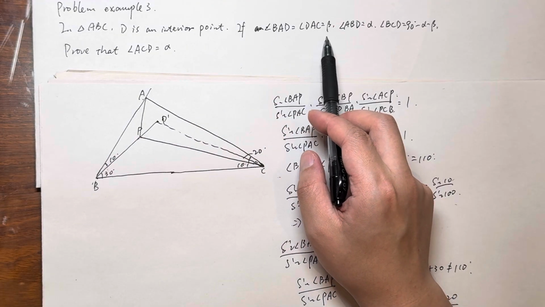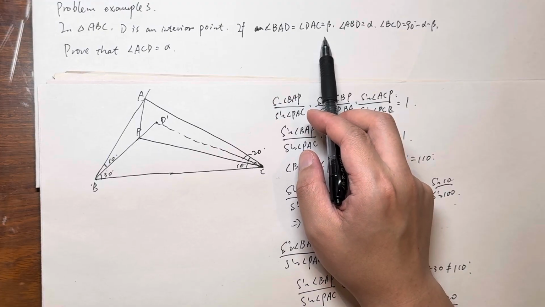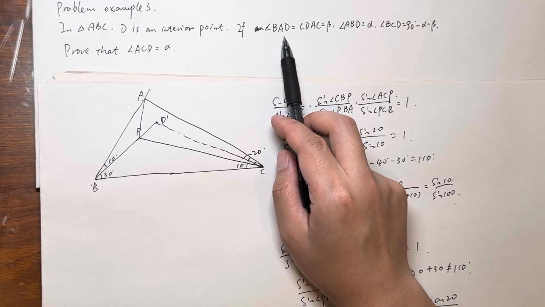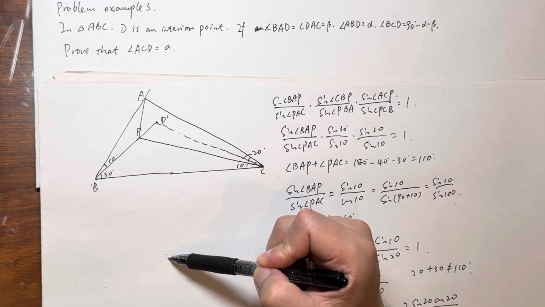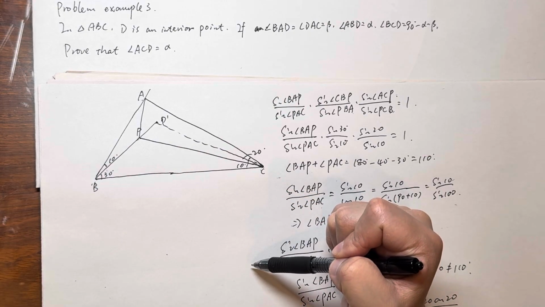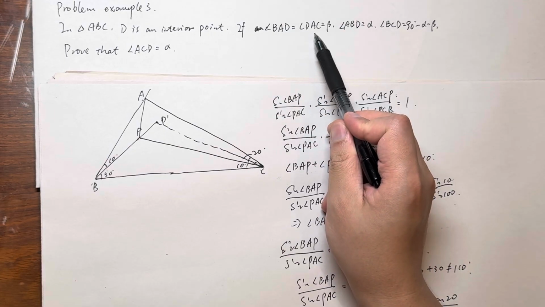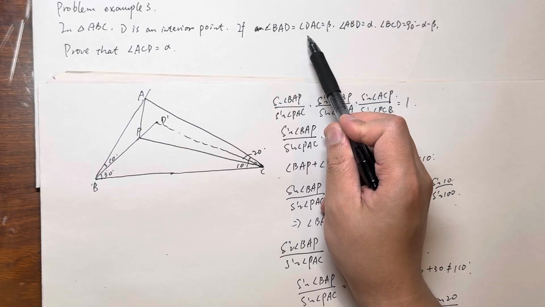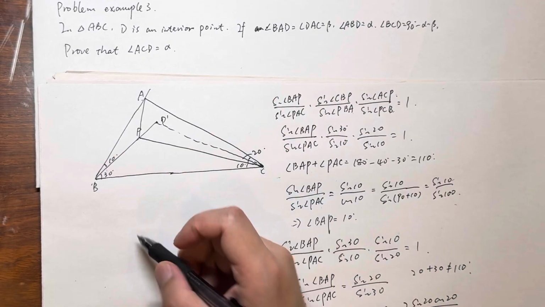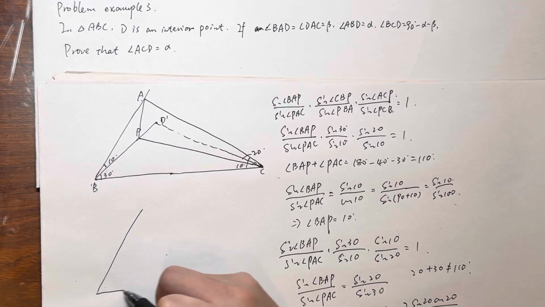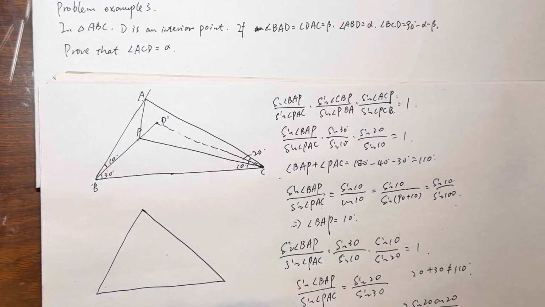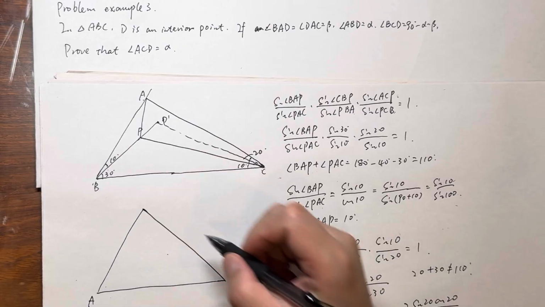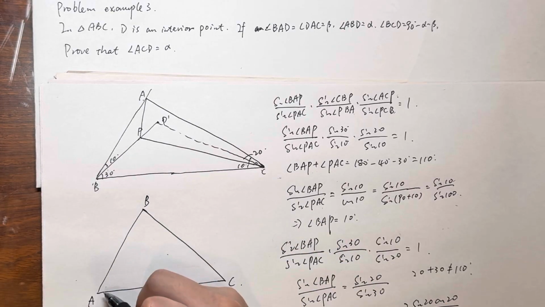angle DAC equals beta. Right, angle BAD equals angle DAC, which means DA is an angle bisector. D is on the angle bisector of angle A, right? So let's just draw it. We have a triangle here, and let's call it A, B, C.